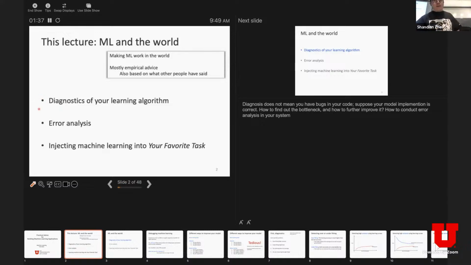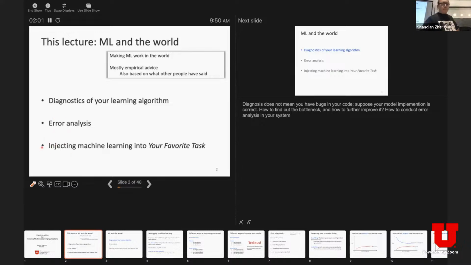And error analysis. Once you figure out the problem, you need to know what causes it. It might be because your model is too complicated or too simple. It might be because the learning objective you define is wrong. That's always possible, but how can we find out?